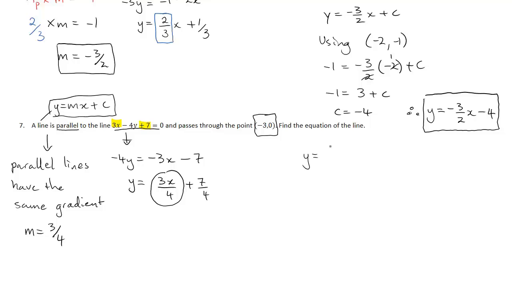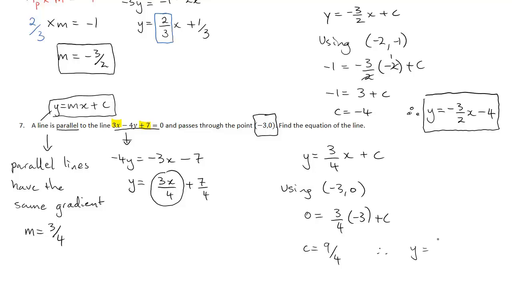So we can go, okay, well, y is equal to 3 on 4 x plus c, which we do not know. But now, using the point -3 and 0, we know what point the line goes through, so we know that y is 0, and 3 on 4 times by -3 plus c, c becomes equal to 9 on 4. And so therefore, our equation, y equals to 3 on 4 x plus c. So that becomes our line.